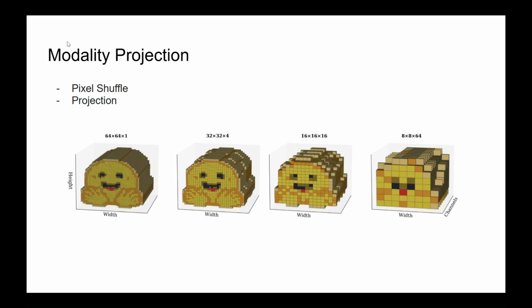Now we'll get to the modality projection. This is the part where we have our vision language, or image language, and then we have our text language, and we want to combine these two languages into a single common language that the model can understand. There are two items that I want to discuss here, the pixel shuffle and the projection. Note that this is a special module specifically designed for projecting image into text, in a sense.